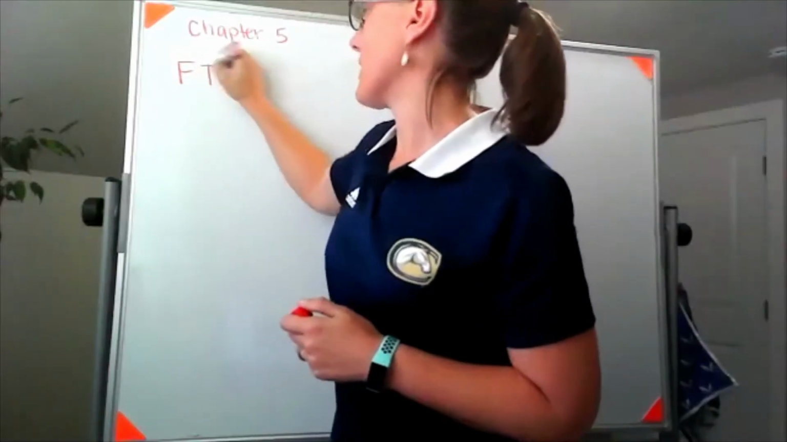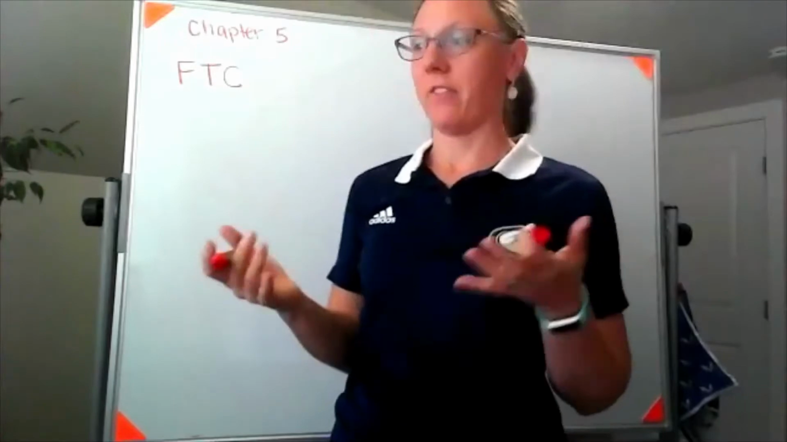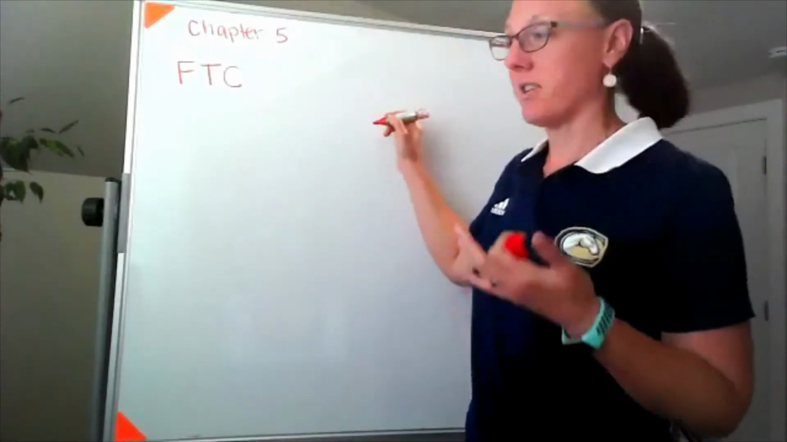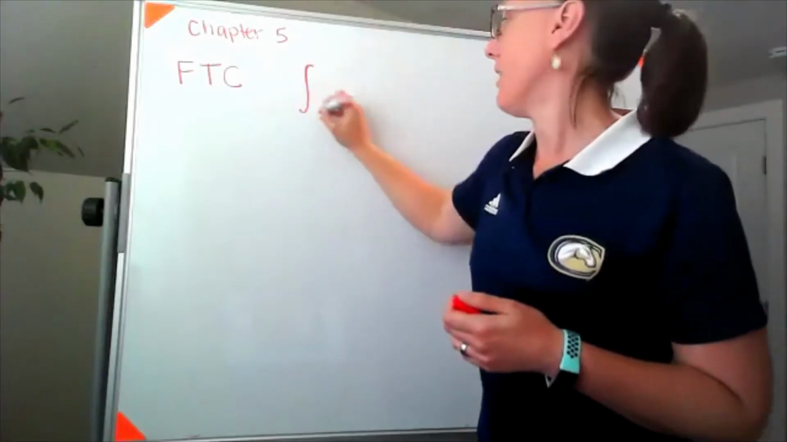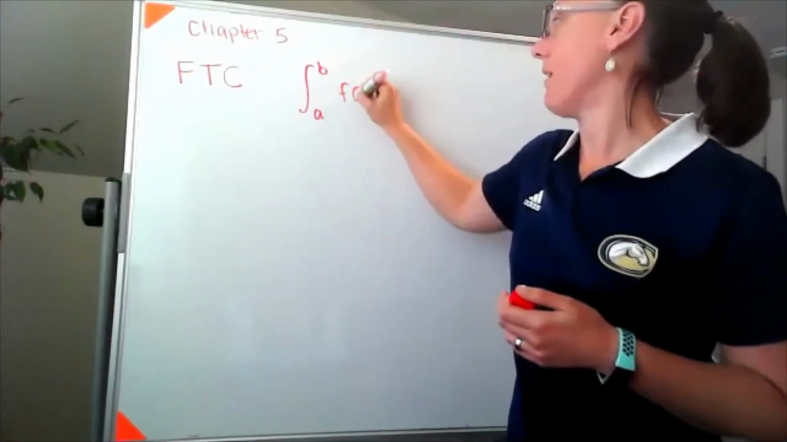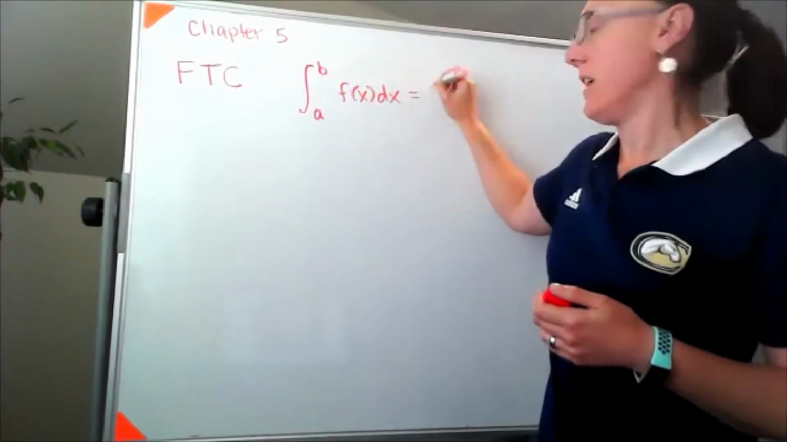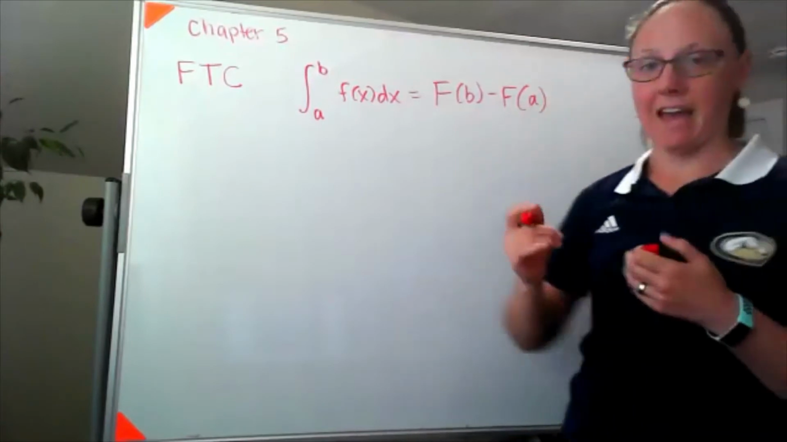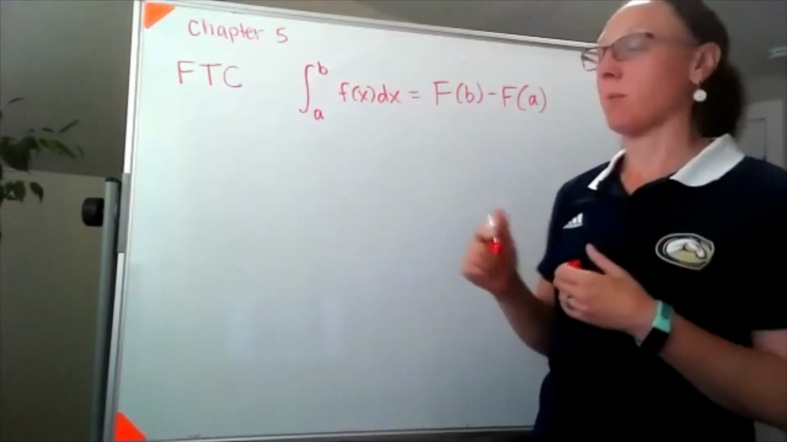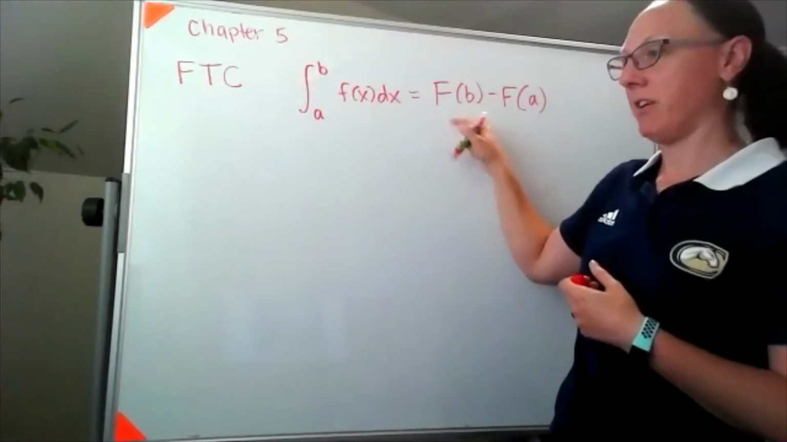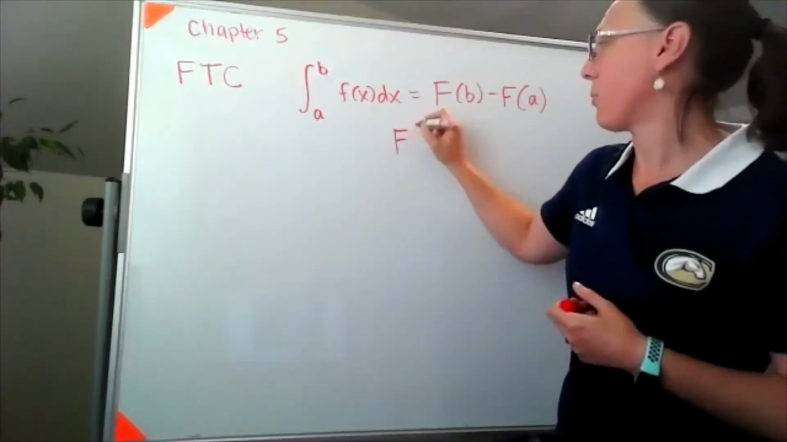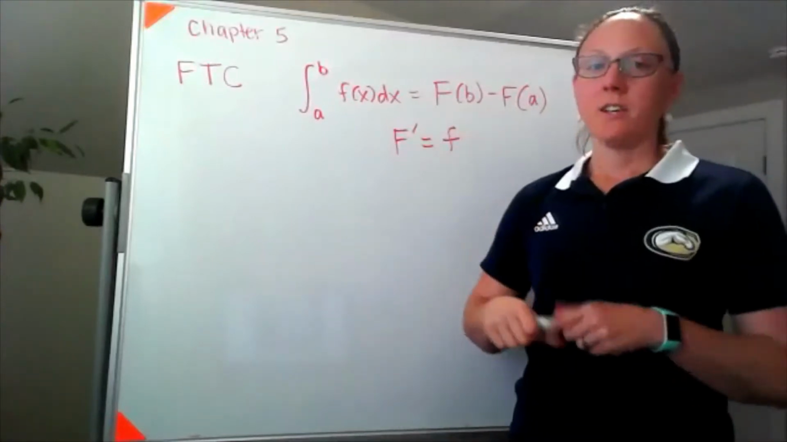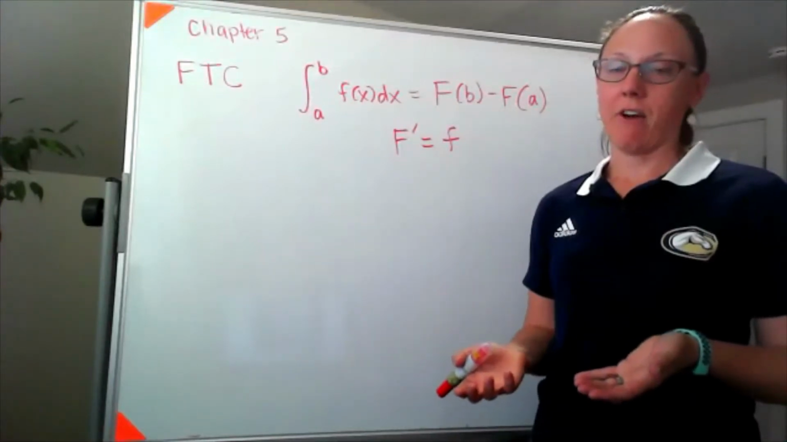The fundamental theorem of calculus, also called the FTC. It says that if our function is continuous, then if I integrate from a to b of f of x dx, I get big F of b minus big F of a, and the relationship between little f and big F is that big F prime is equal to little f. So in general, that's what the fundamental theorem of calculus says.